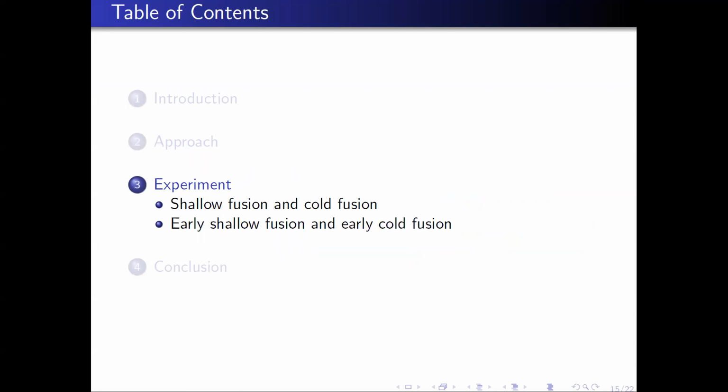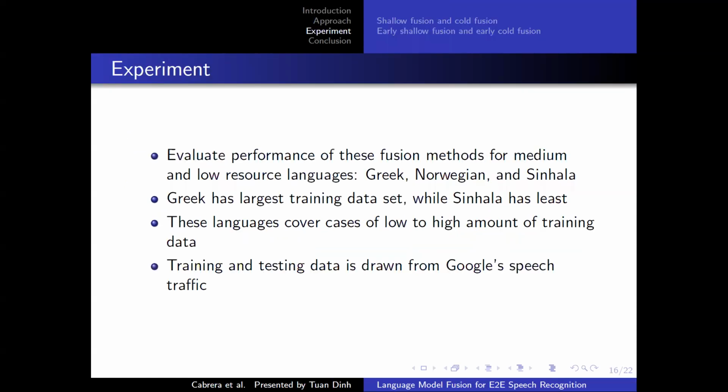In this section, the authors evaluate the fusion methods on low to high resource languages. The fusion methods were evaluated on Greek, Norwegian, and Sinhala. Greek has the largest training dataset, while Sinhala has the least. Training and testing data is drawn from Google's speech traffic.